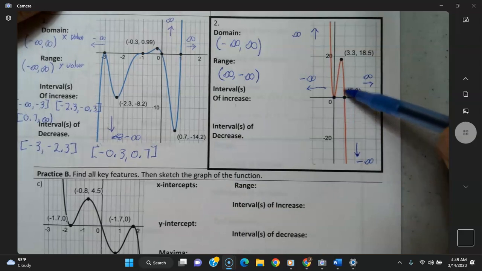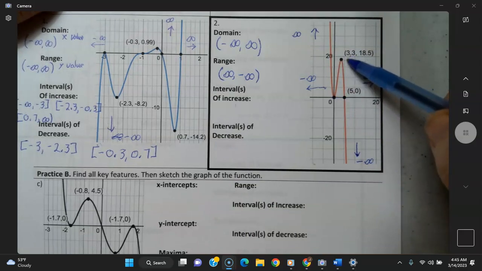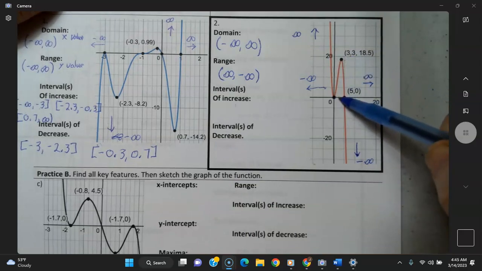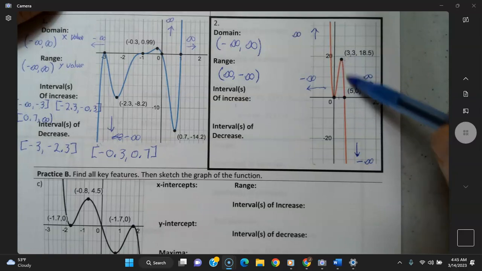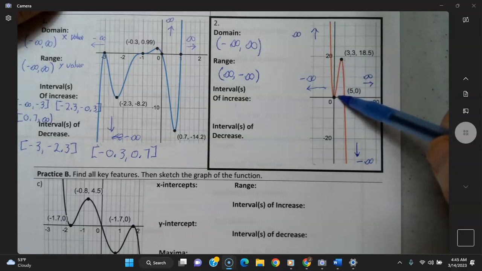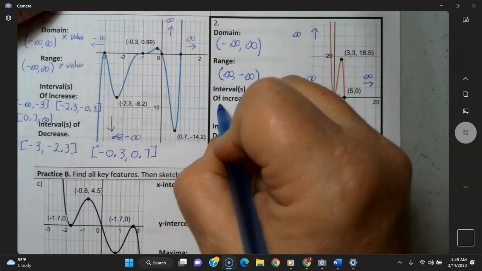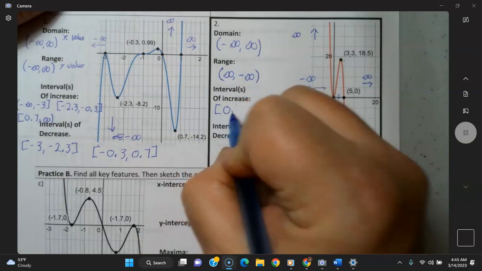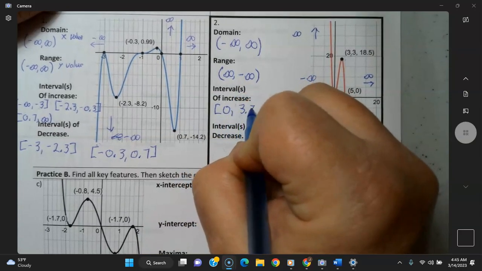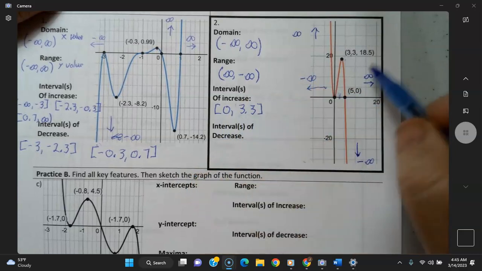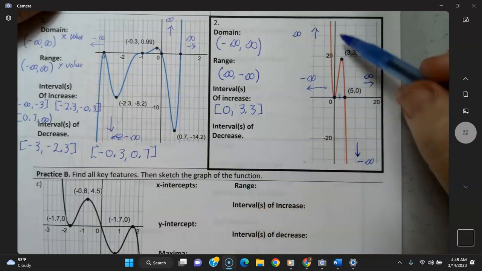It's from 0 to this point here, which is 3.3 on the x-axis. So that would be right in there is 3.3. So each square is 5. So 3.3 is in between the first two, is in the first square. Okay, so that's going to be here, and it includes those 2 points, to there. Then intervals of decrease, there's one.